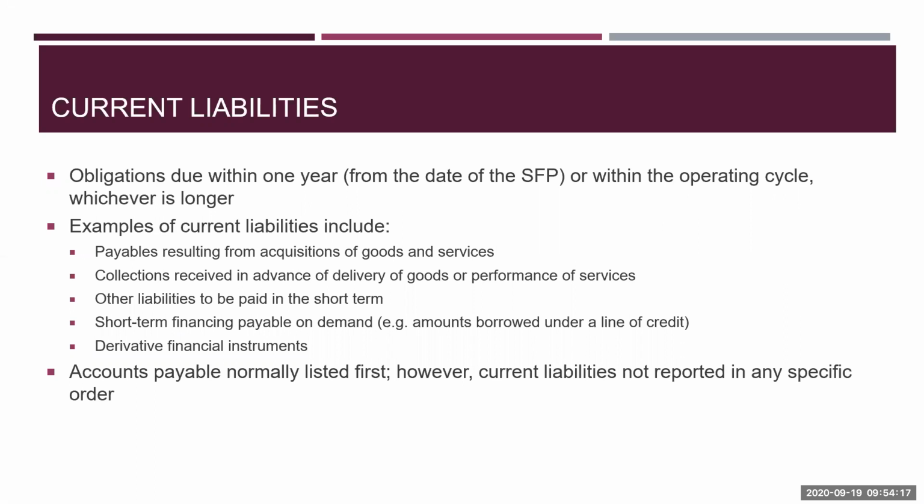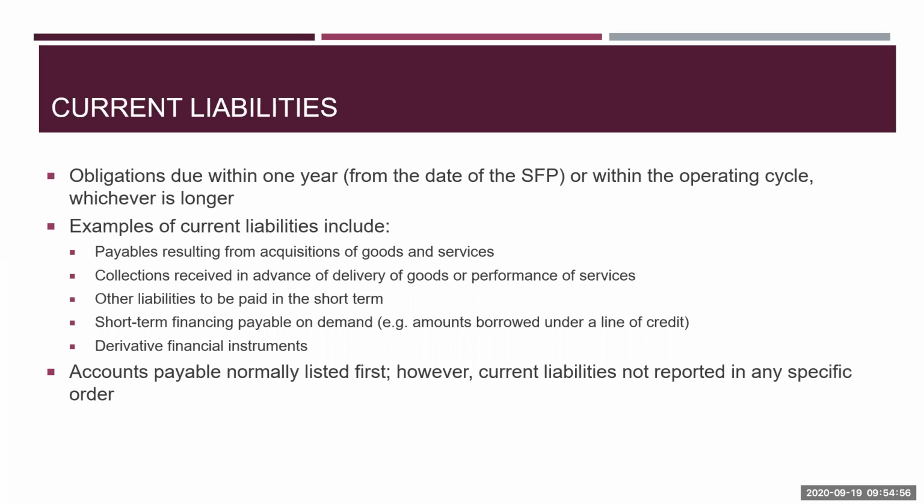So the current liabilities are items such as your payables resulting from acquisition of goods and services, such as your accounts payable, and your collections received in advance for the delivery of goods or the performance of services. This is your advance payment, or your unearned revenue or deferred revenue. Then other liabilities to be paid in the short term. So if you have any employee wages to be paid, that is your other liability. It's not part of accounts payable. Also your short-term financing payable on demand that was borrowed on a line of credit, and your derivative financial instrument.